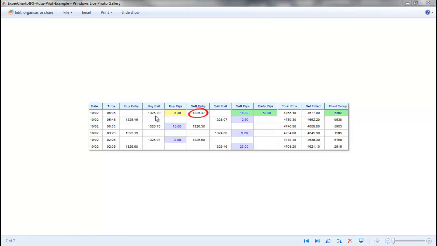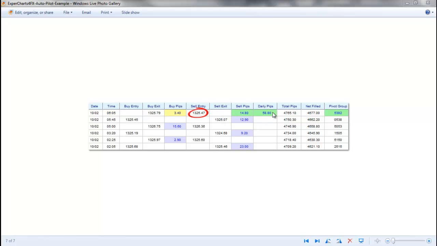So say for example you're looking at 5:45, there was a buy entry at 132.25, so it's obviously looking at the euro here, and the buy exit price of 132.579. So you can see here there's a profit of about 3.5 pips. You've got the sell entry and sell exit.